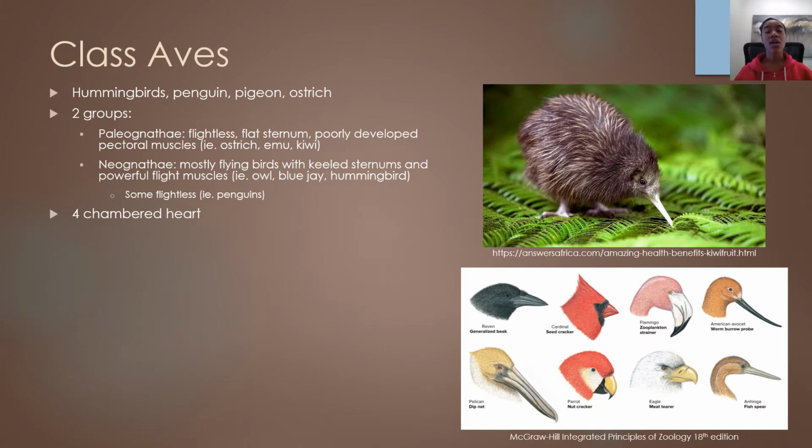Now that we've talked about the non-avian reptiles, let's spend some time talking about the avian reptiles or birds. Birds belong to class Aves, and some modern-day bird examples include hummingbirds, penguins, ostriches, pigeons, cardinals, flamingos, kiwi birds. The list goes on and on and on. For the most part, you probably can identify a bird when you see one.